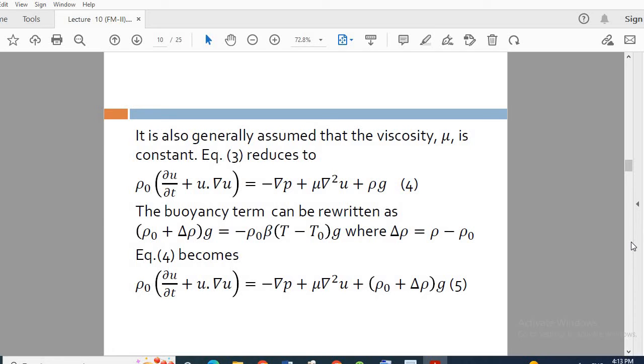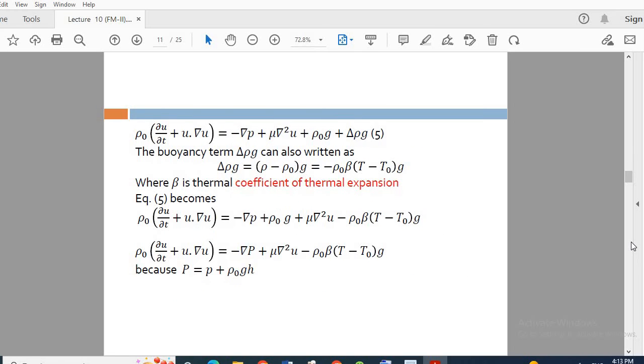If mu is constant, then according to equation 3, it reduces to the form of equation 4. The Boussinesq term can be written: rho is equal to rho naught plus delta rho, which is equal to minus rho naught beta (T minus T naught) g, where delta rho is equal to rho minus rho naught. Equation 4 becomes equation 5 directly.